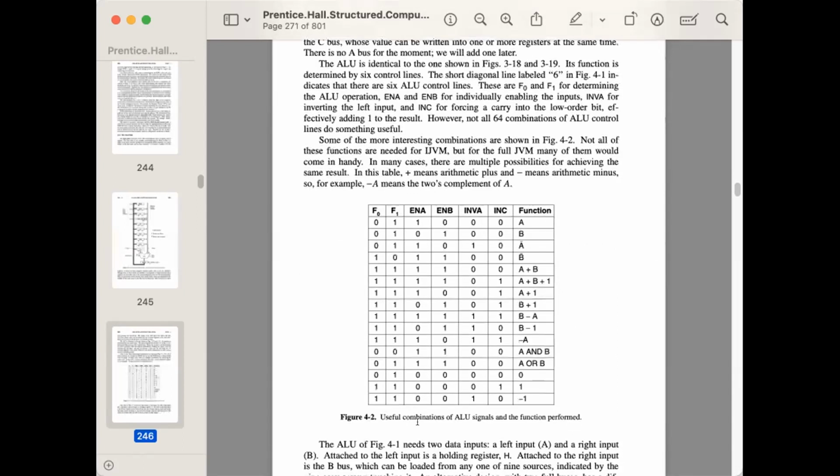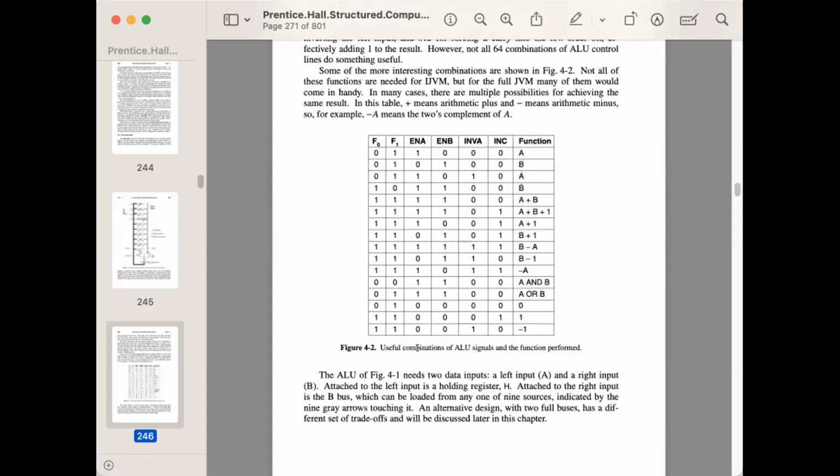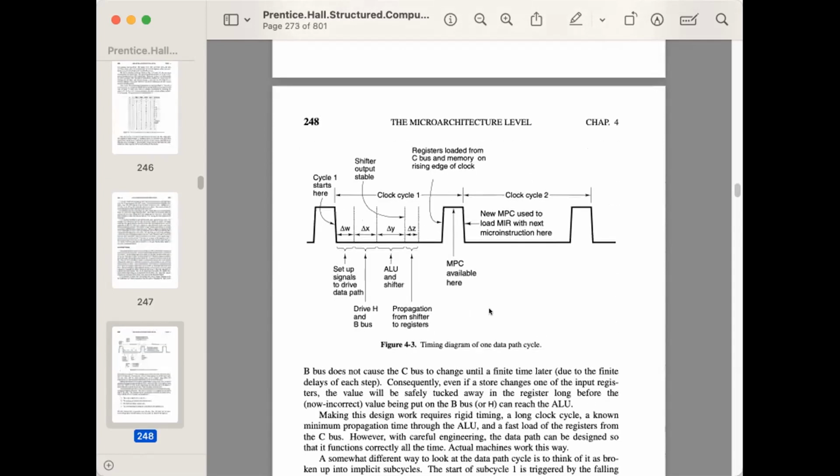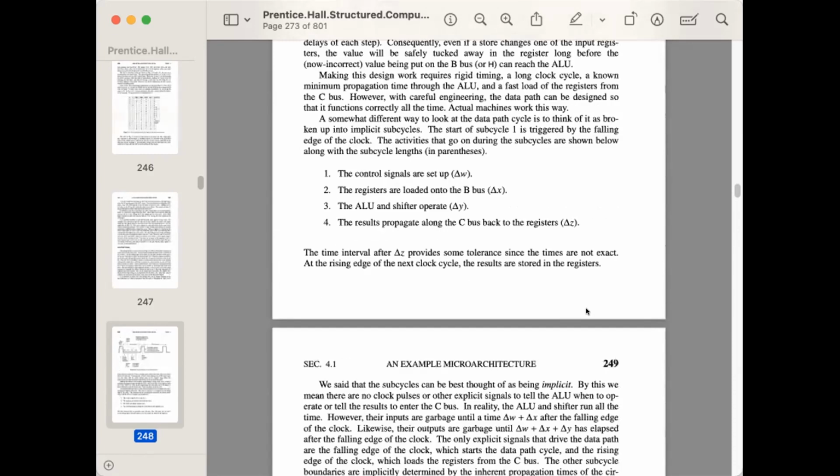So here's an example, the different combinations of the ALU signals and the functions that are performed. So we have all of these enable A, enable B, all these invert A, all that. And this is what gets us to our functions for our ALU, for this particular example. We then talk a little bit about the timing here. It's important on each clock cycle that things happen in a certain sequence. We talked before about the clock and how that works.